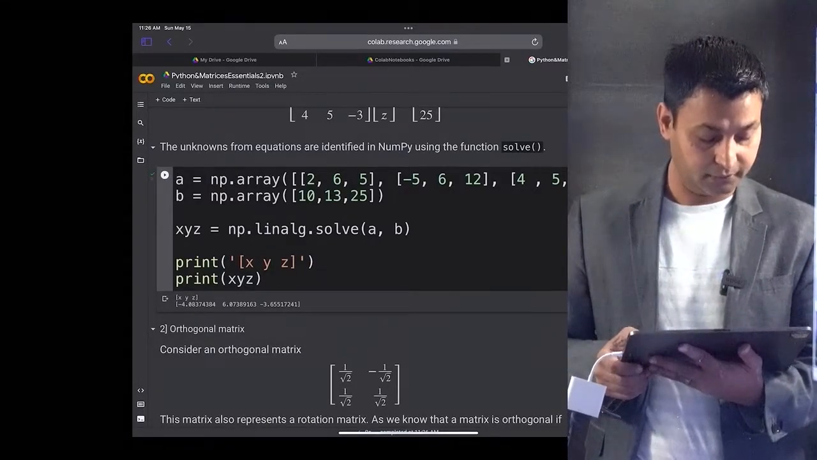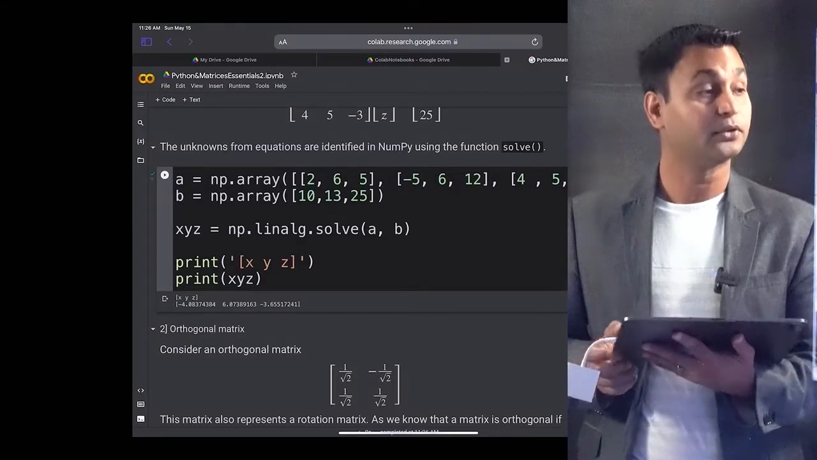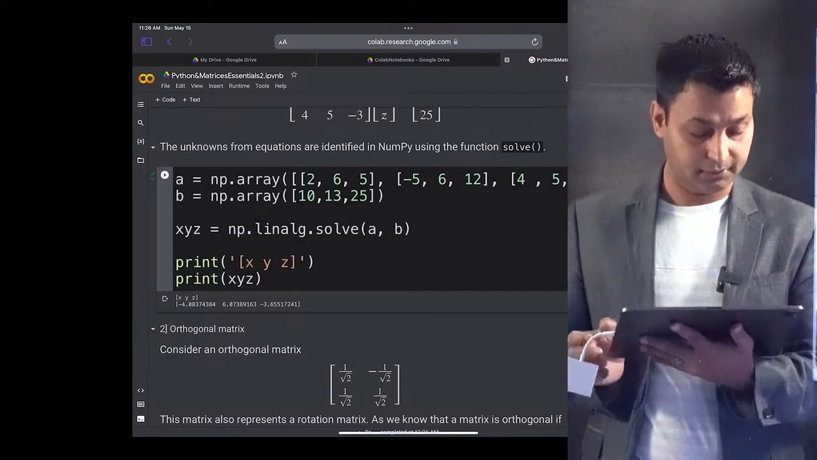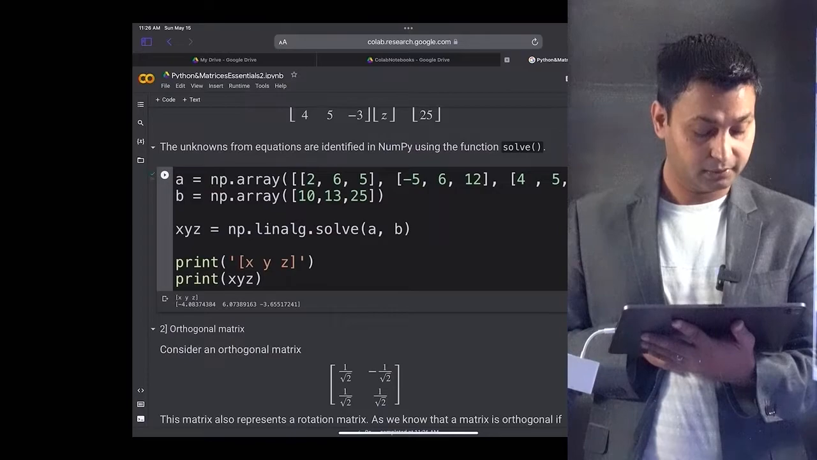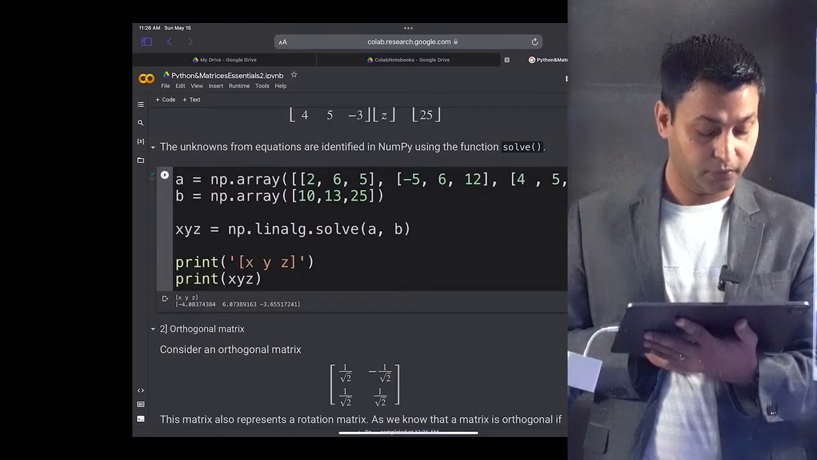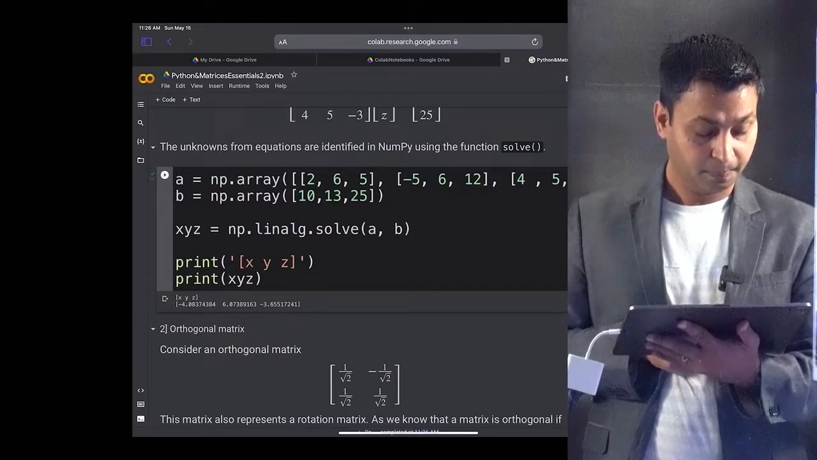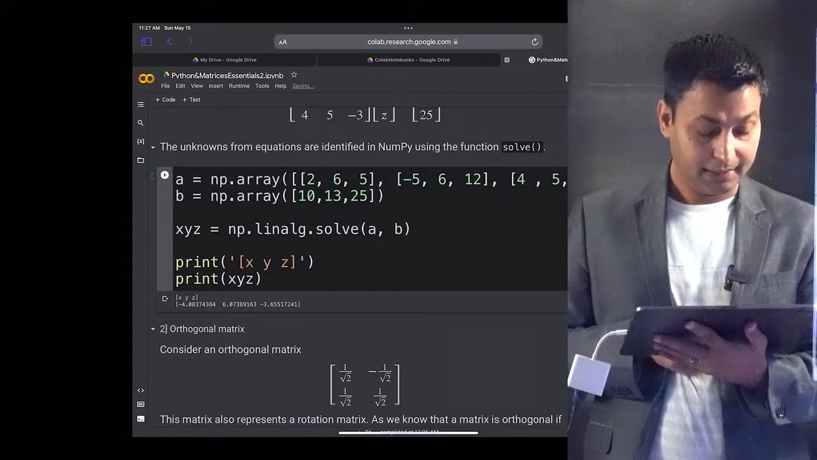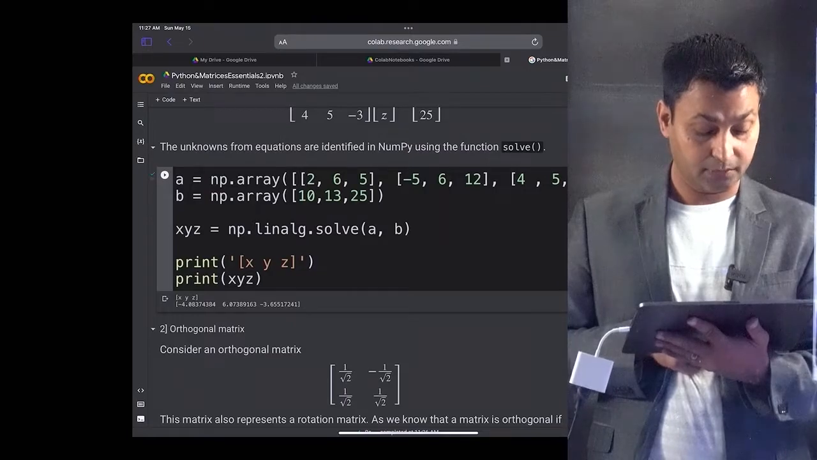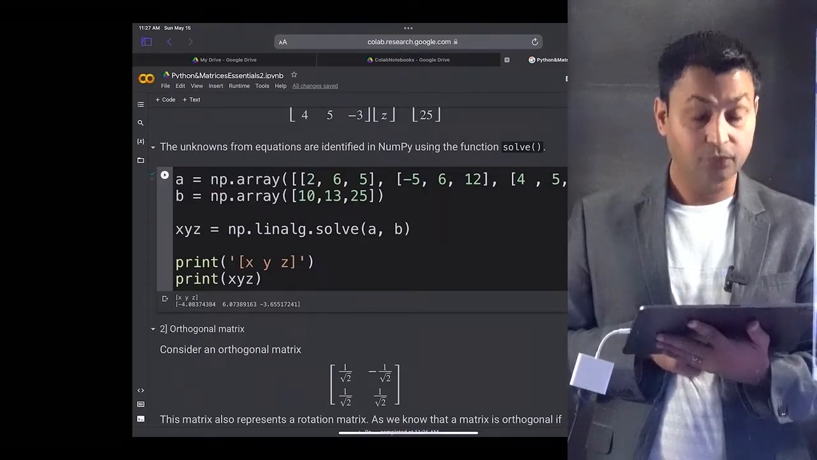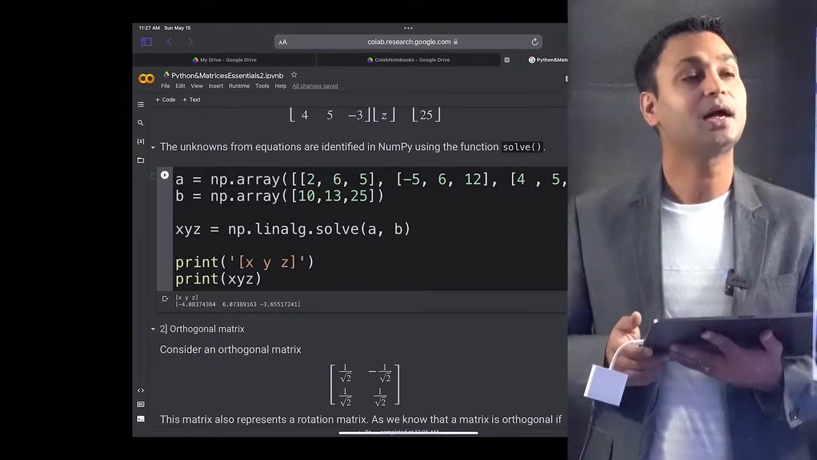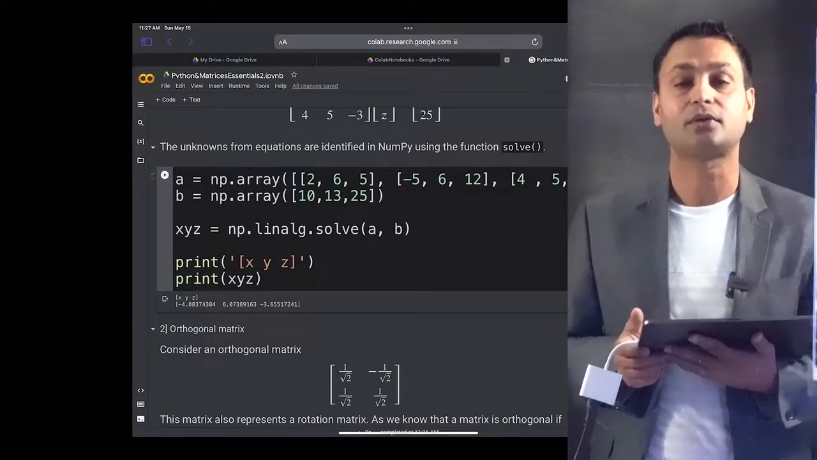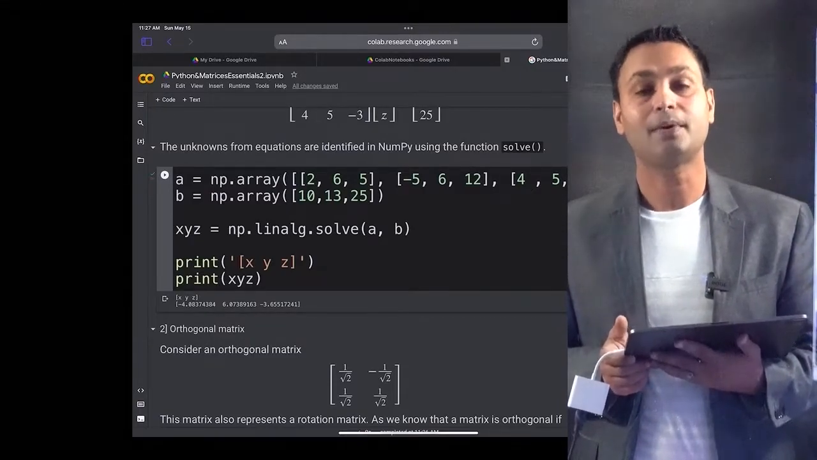If you execute this, the solution that came out for xyz is listed here. x is equal to -4.08374, y is equal to 6.07389, and z is equal to -3.6551, and so on. So this is how you can use the function solve in NumPy to solve a set of equations.